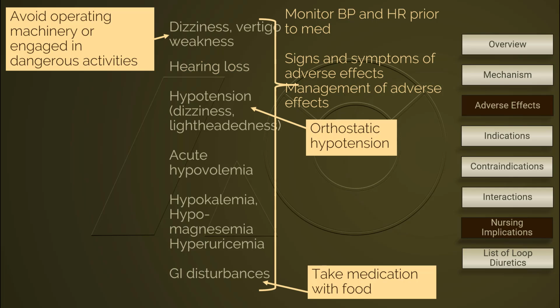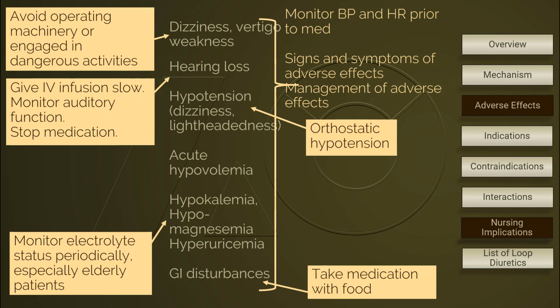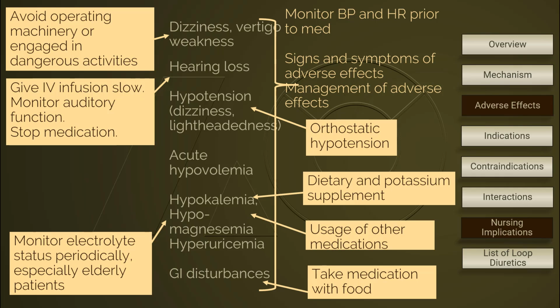Nursing care for hearing loss includes monitoring auditory function and precautions in medication administration. For electrolyte imbalances, nursing care includes monitoring electrolyte status, especially for elderly patients, and providing potassium supplements as prescribed. Monitor effects of concomitant medication used, for some medications could either add to or decrease the effects of loop diuretics.